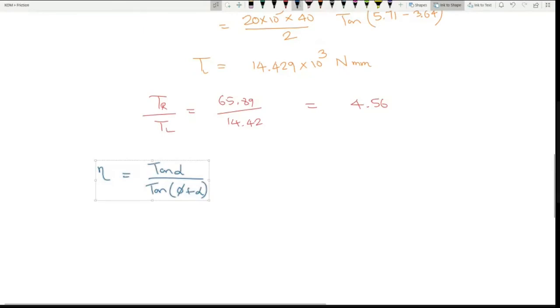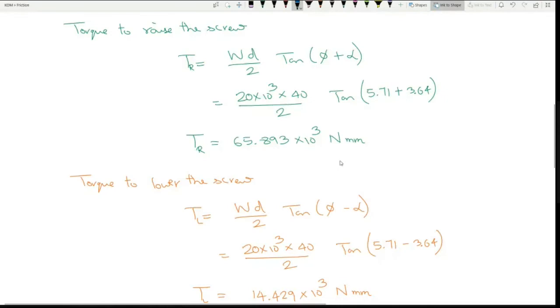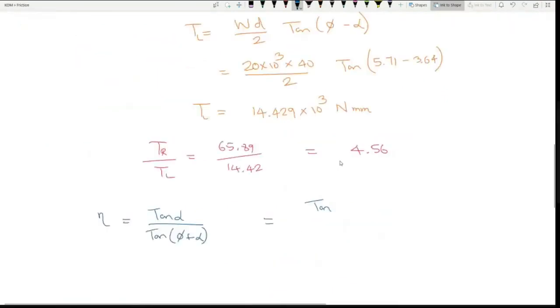So let us identify the efficiency, which is equal to tan alpha, alpha is 3.64, divided by tan of phi plus alpha. So 5.71 plus 3.64. What are you getting? 39%. Yeah, you're getting 39%.